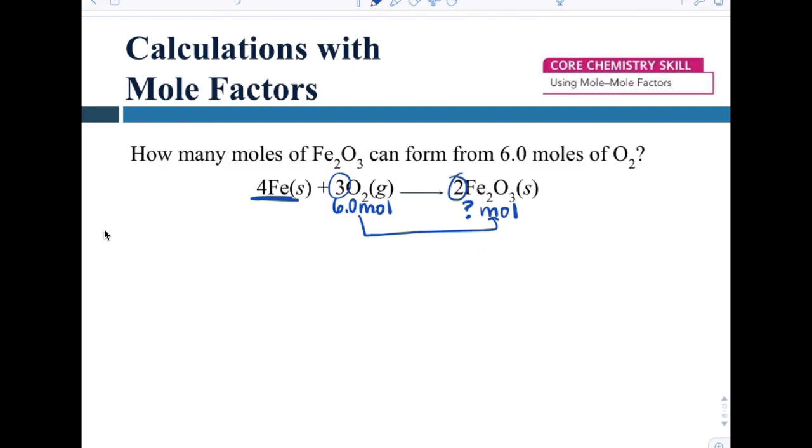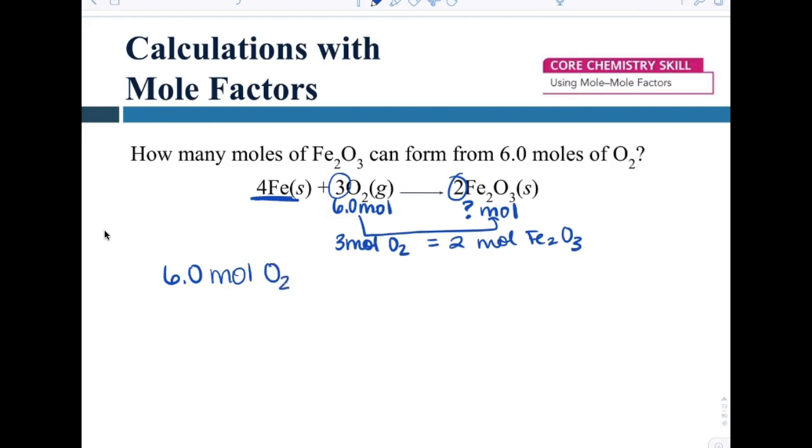And so let's write a conversion. For every 3 moles of oxygen, that equals 2 moles of the iron 3 oxide. And that's all I need. I have one conversion to get me from moles to moles. If I'm not asking you for mass, you don't need molar mass. So let's start with our 6 moles of oxygen.